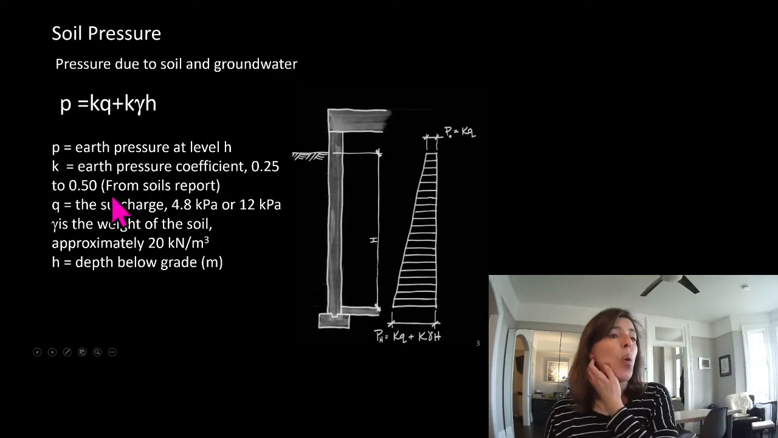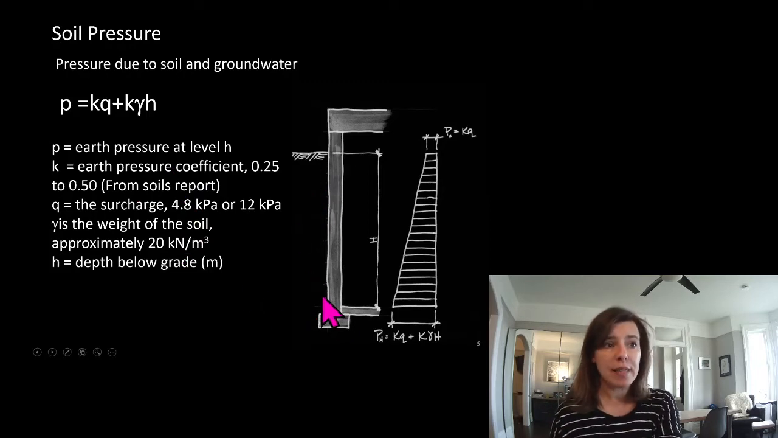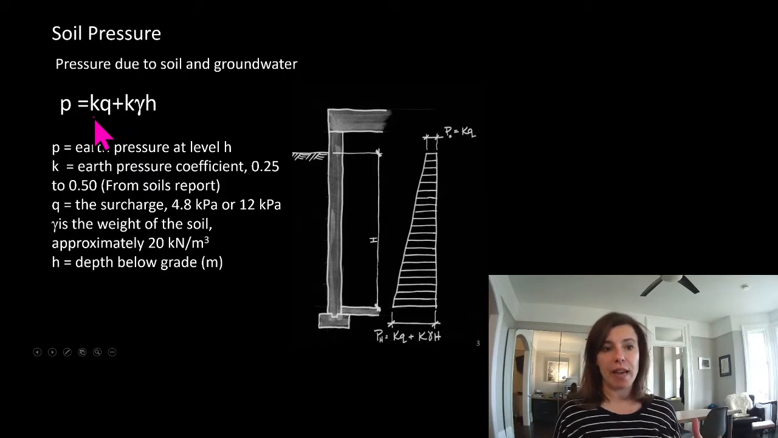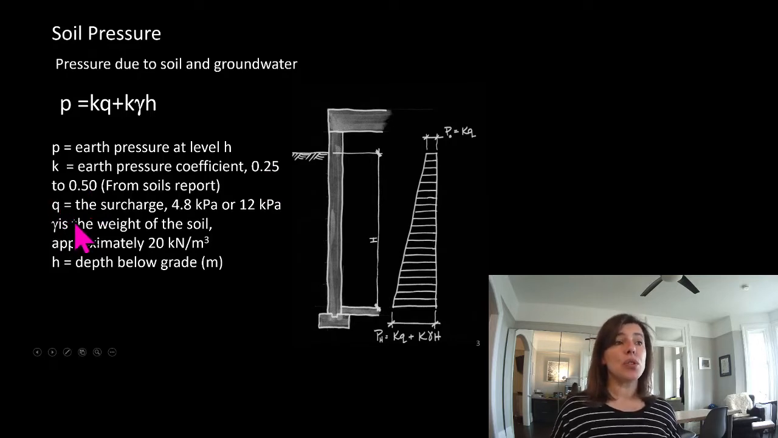So our soil equation for the pressure at any point down the height of this wall, so the pressure due to soil and groundwater and any weights above, is P equals K times Q plus K times gamma times H. Well, K is something that comes from the geotechnical engineer. I like to think of it almost as a sticky factor. How bound is our soil together? And that is given to us by the geotechnical engineer, and it ranges from 0.25 to 0.5. Q is the surcharge, or that person or vehicle load that we would have here on the soil outside.